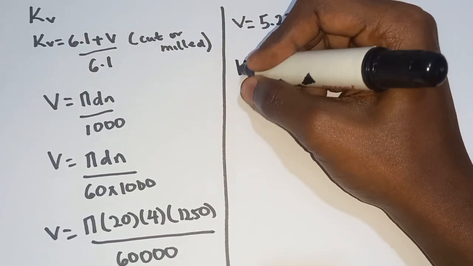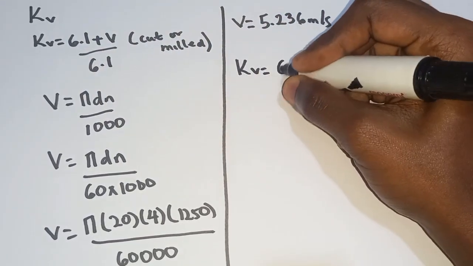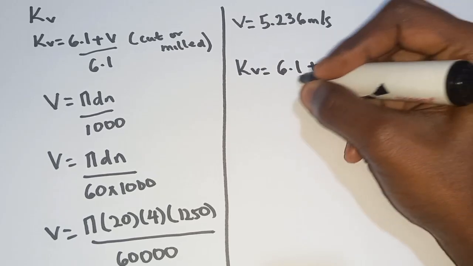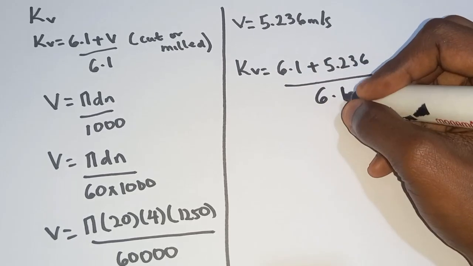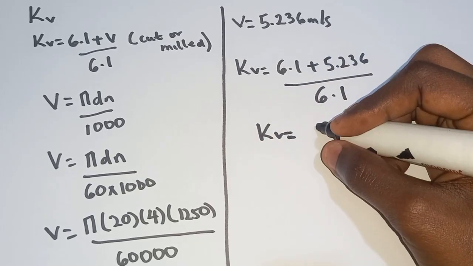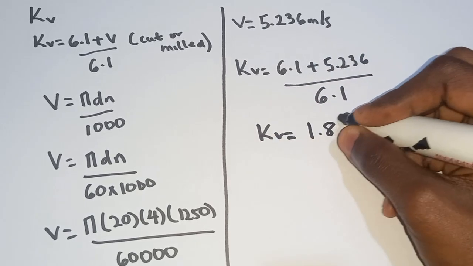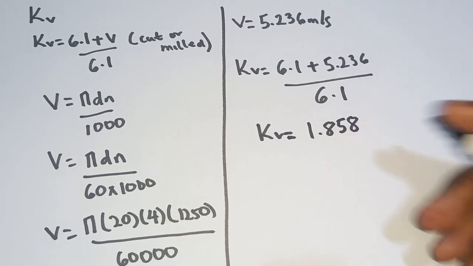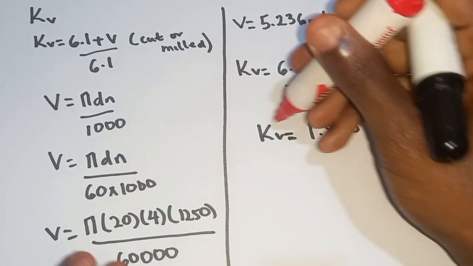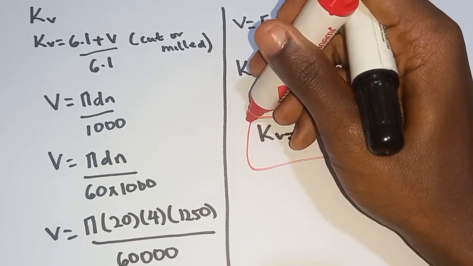So then we put this into the equation, 6.1 plus 5.236 all divided by 6.1. So the kV, punch on our calculators, we have it to be 1.858. What unit will we write over here? There is no unit because what? It is a factor. So we note this one down.